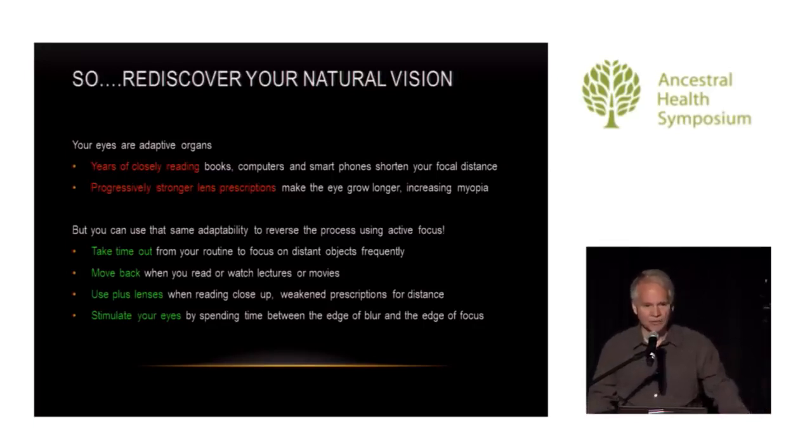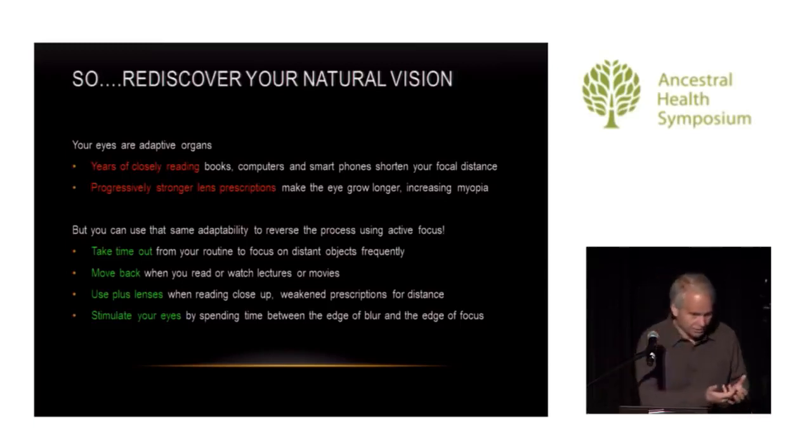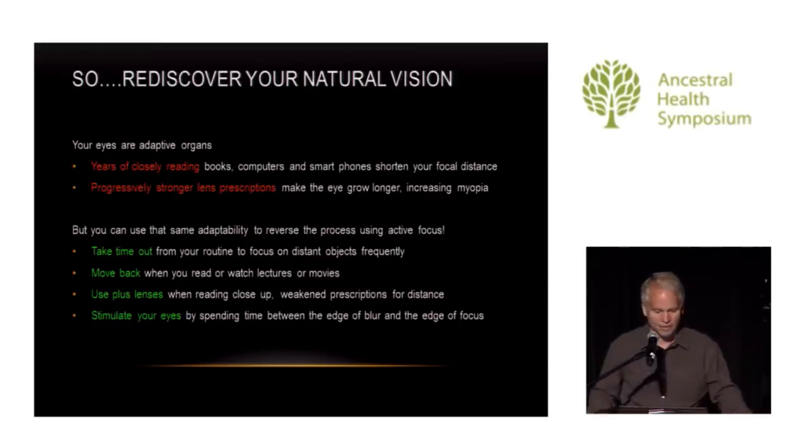Your eyes are adaptive organs, just like your muscles, just like your metabolism, just like everything about you. You've been reading close up for years. You've been working with smartphones. Those are a particular problem with kids, right? They're looking at their smartphone or their video game all the time. And as a result, your lenses are in spasm. You need progressively stronger lens prescriptions to correct that problem, but that only makes your eye get longer and your myopia worse. So reverse the process.